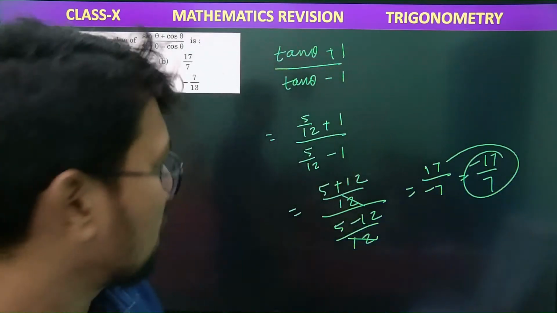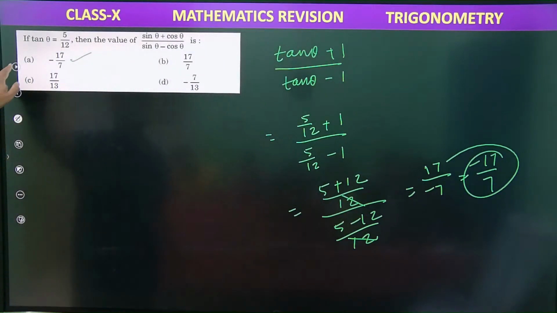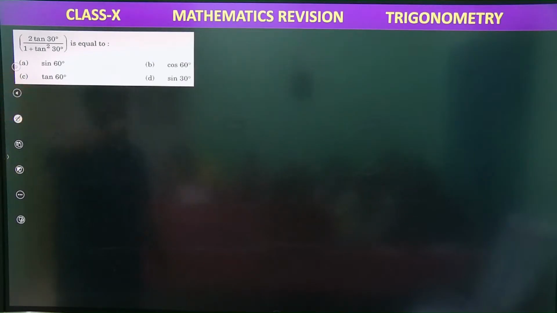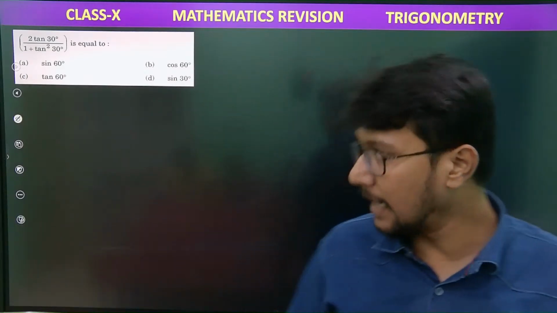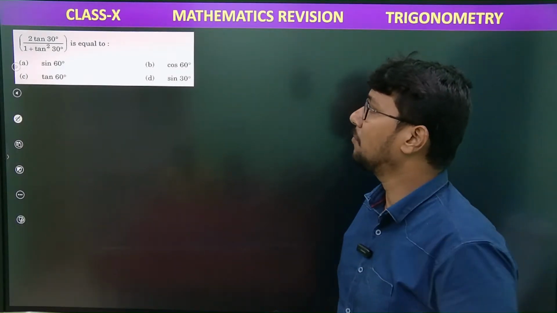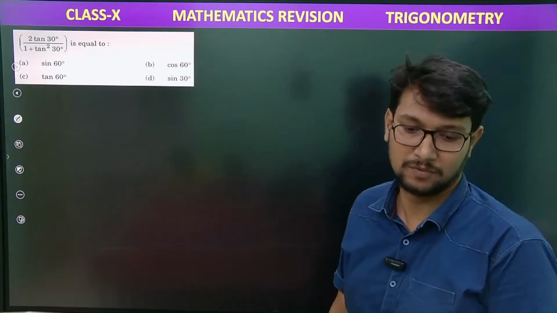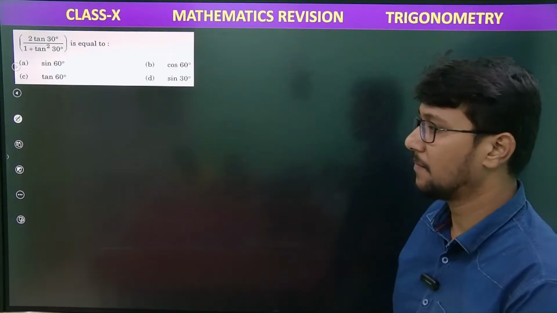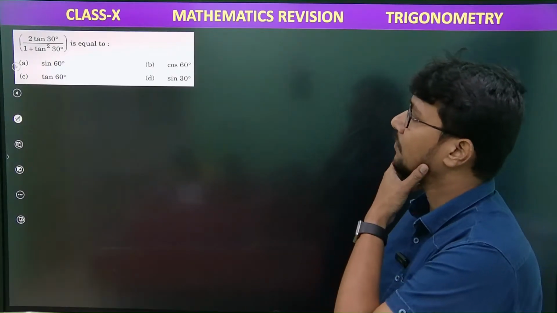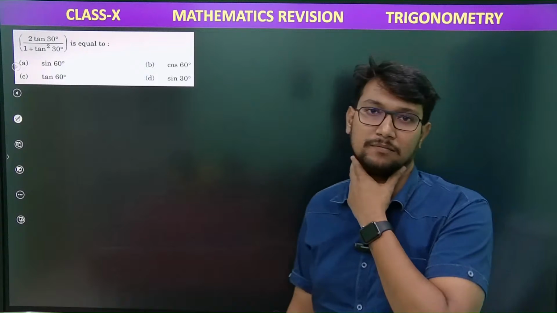Completed, everyone? Let us move to the next question. See, the next question: 2 tan 30 by 1 plus tan square 30.